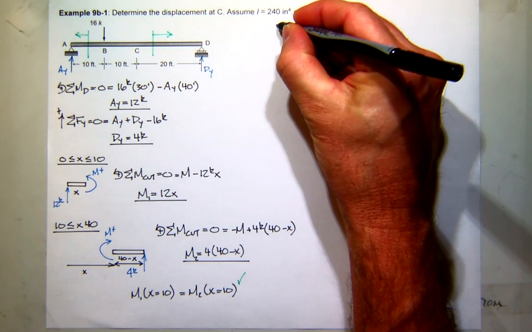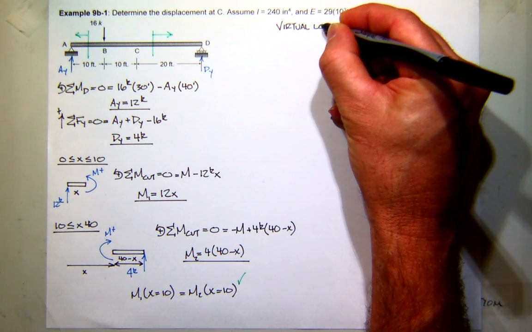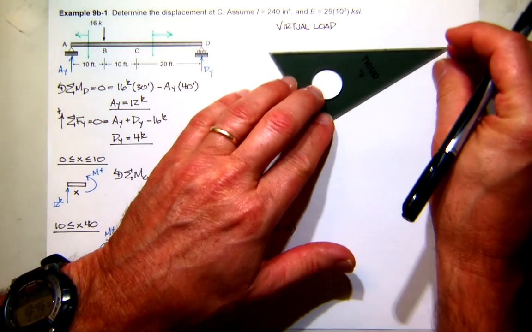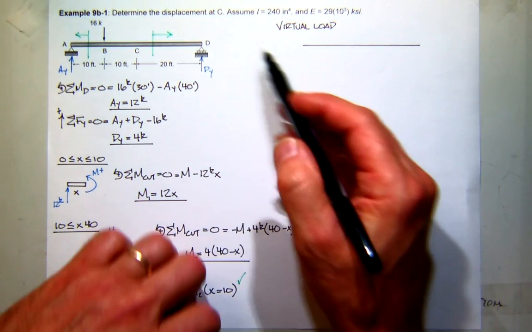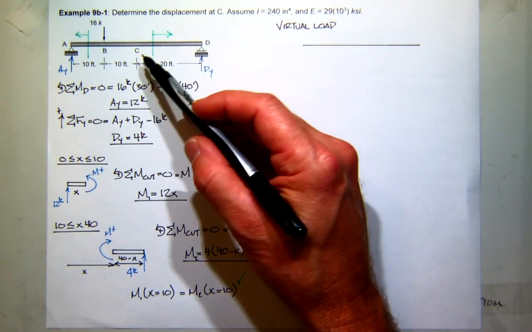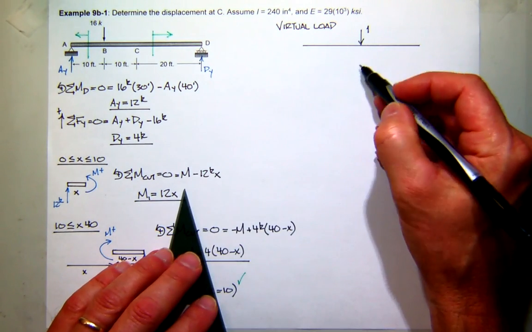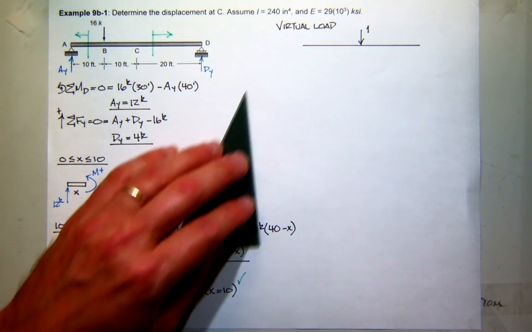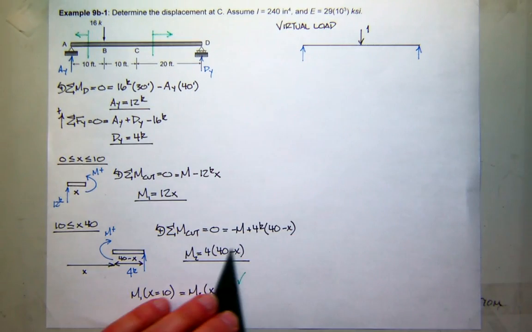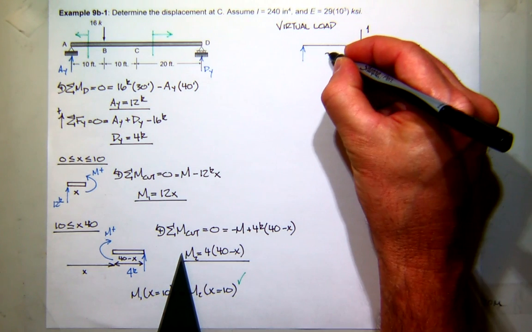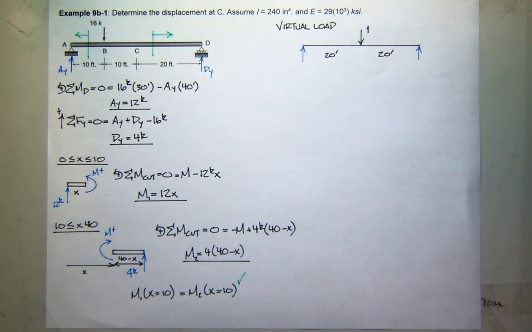So let's now redo this problem, but let's look at the virtual load. So if I redraw my beam, since I want the displacement at C, I'm going to apply my virtual load at C. I'm going to assume it acts down. That means I'm expecting the beam to move down. And then I'll have different reactions at A and D. Since it's right at C, that means I'm 20 feet from A and 20 more feet to D. So it's right in the middle.